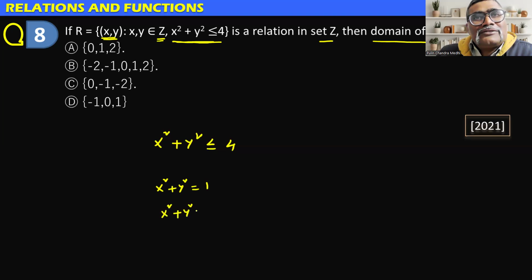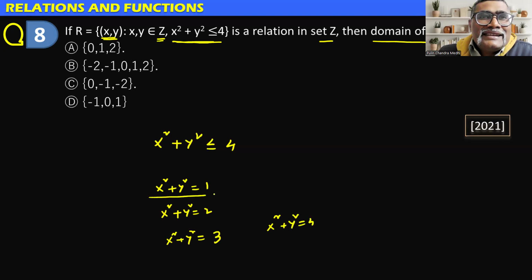x square plus y square can be 2 as per those given conditions. We'll see whether all are possible or not. Now one by one, let us see. If I take x square plus y square equal to 1, can that be possible? Can there be some values? I can put x equal to 1 and then y equal to 0, right?